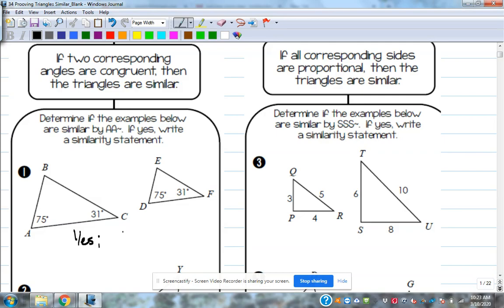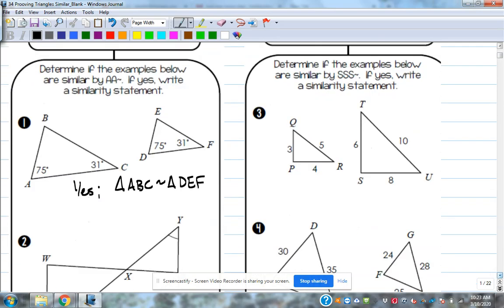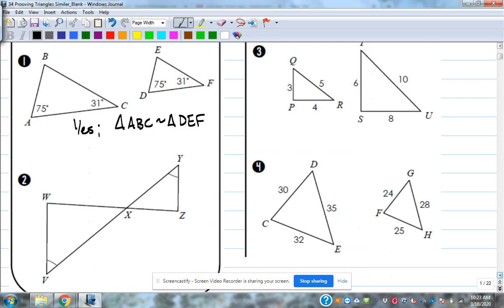And the similarity statement: triangle ABC is similar to triangle DEF through angle, angle. So just 2 congruent angles is all we need, corresponding congruent angles. Number 2 underneath there, you've got kind of that bow tie picture going on. Would these 2 triangles in this picture be similar to one another? Yes. How? Yeah, you've got vertical angles right here, so that we get 2 corresponding angles.